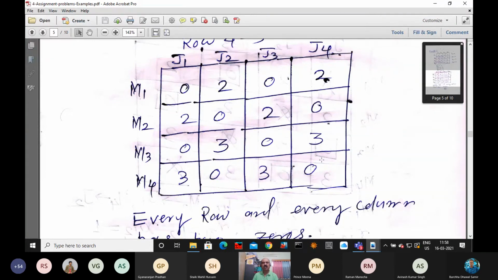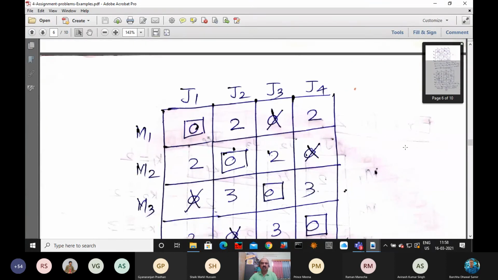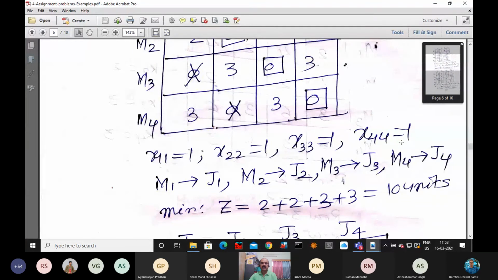So what you can do, arbitrarily you can assign one, then you drop the other. Okay. So if you do in this manner, there will be a chance of getting alternate optimal solutions. Every row and every column has exactly 2 zeros. So we are assigning in this manner in the first row, second row, third row. So see, there are multiple solutions. Just I am presenting all the solutions.